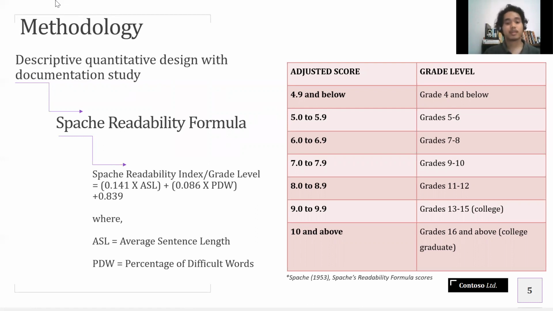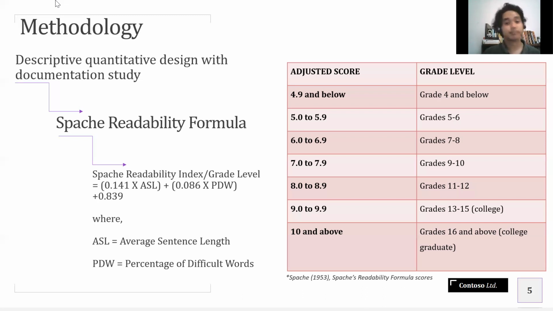So to collect the data, some steps are going to be used. The procedures are: step 1, select a sample text of 100 to 150 words from a primary grade level text. Step 2, count the total number of words in the sample text. Step 3, count the number of sentences in the sample text. Step 4, divide the figure obtained in step 2 by the figure obtained in step 3 to arrive at average sentence length or ASL.